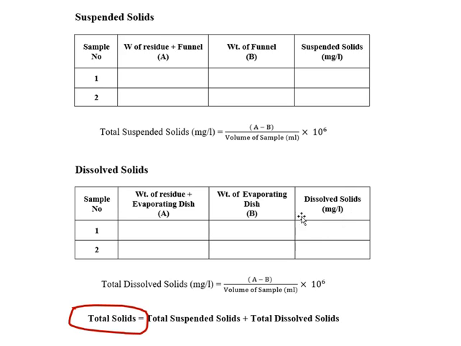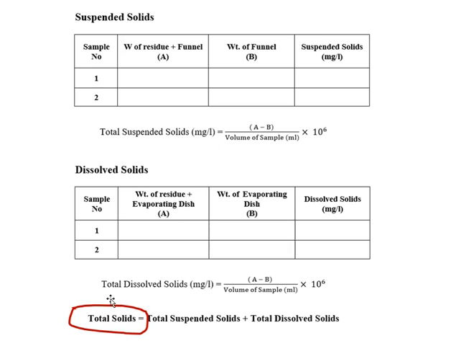Now I have to convert this into milligrams per liter. This value I will get from the same formula. Whatever value I get from here, I will put here like A minus B, and the volume of the sample. For example, if I use 10 ml, I will put 10 ml. If I use 20 ml, I will put 20 ml. And this is the conversion from gram to milligram, right. So here I will get this conversion to get the total suspended solids in milligrams per liter.